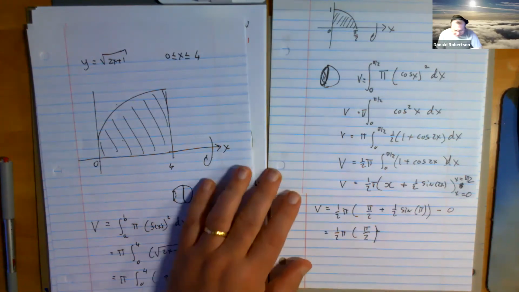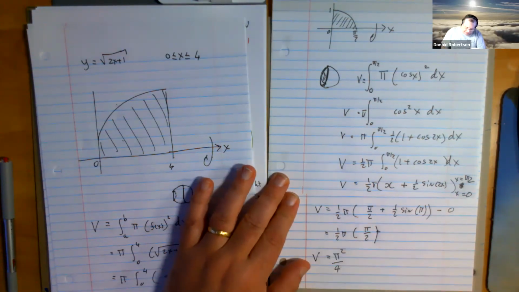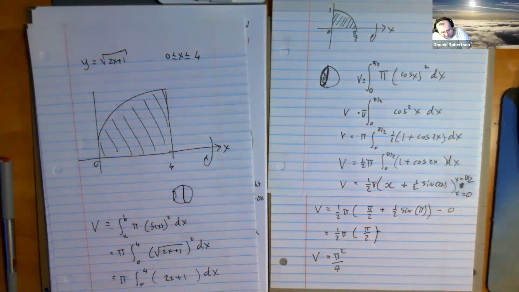And that times that is quite a pretty looking answer, isn't it? Pi squared over 4. Could be a lot uglier. But a lot of the terms ended up being 0, which was kind of nice.